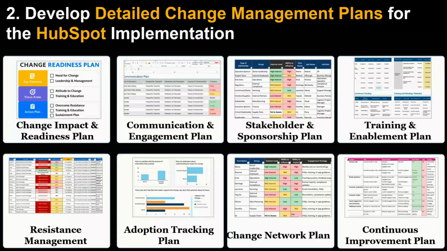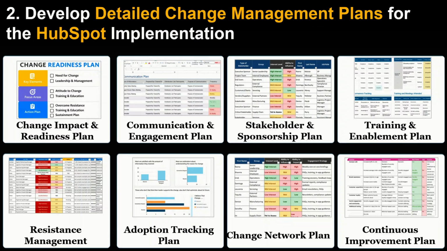After finalizing your change management strategies for your HubSpot implementation using the change management strategic playbook that I just went over, the next step is to translate strategies into actionable change management plans. Each of these plans, from communication and training to resistance management and adoption tracking, operationalizes a specific part of your overall strategy. Together, they ensure that the HubSpot implementation is not just planned, but executed in a structured, measurable way. The goal is consistency, accountability, and sustained adoption across the organization.